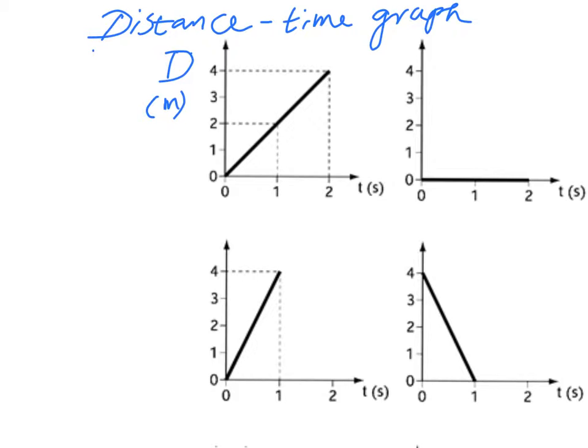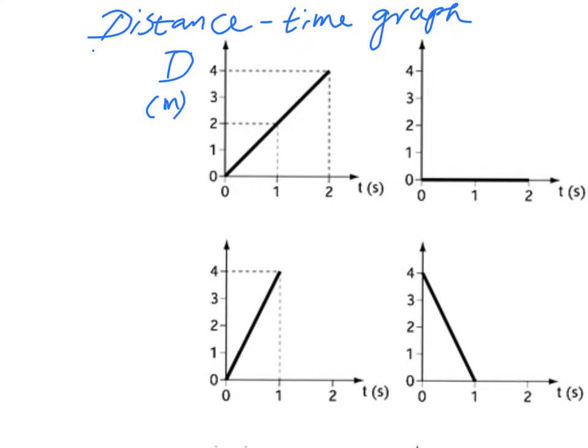So what we should be able to say is the difference between the types of graphs, the information that you can get from them, and how you can interpret that. So you can straight away see this object is moving 2 meters in 1 second and 4 meters in 2 seconds. So it's got a steady speed. Now, the gradient of a distance time graph gives information about speed. So that is really, really important. The gradient gives information about speed in a distance time graph.